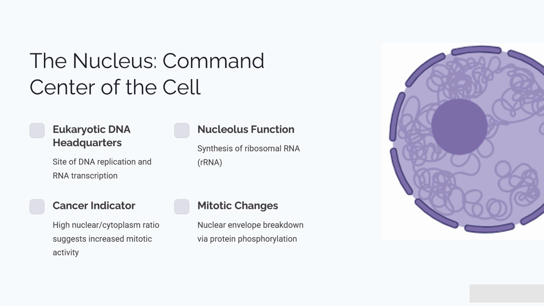So how is this asked in USMLE? They will ask you whether phosphorylation or dephosphorylation causes nuclear envelope breakdown, or what happens during prophase. We need to know that nuclear envelope phosphorylation happens during prophase.